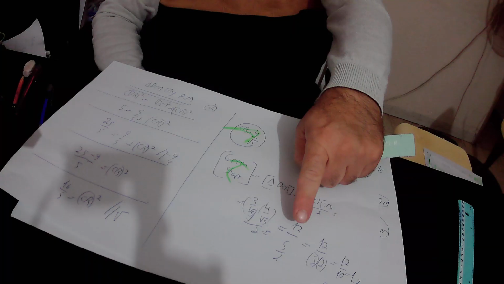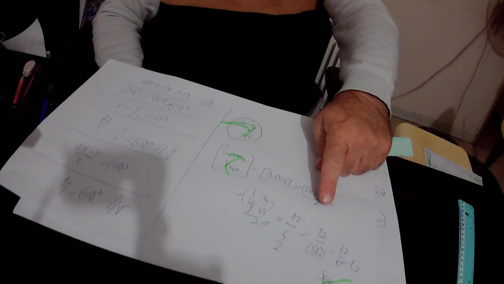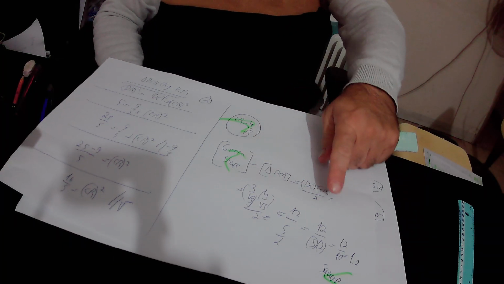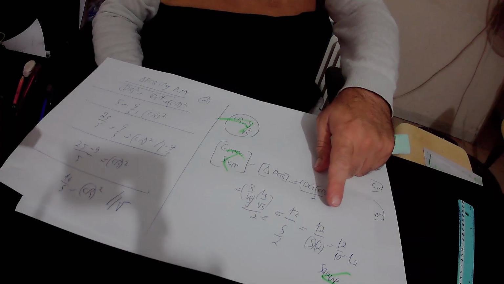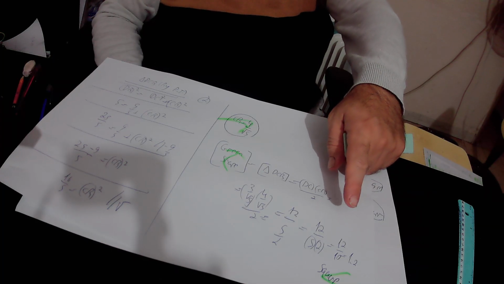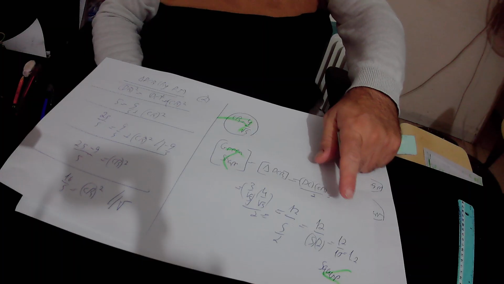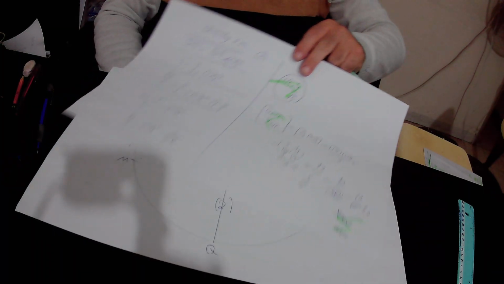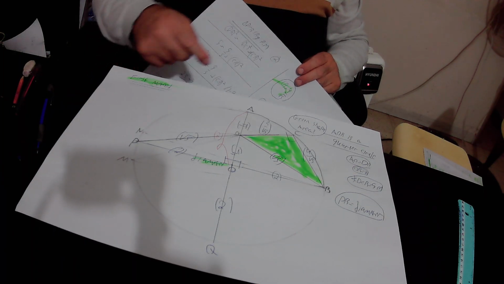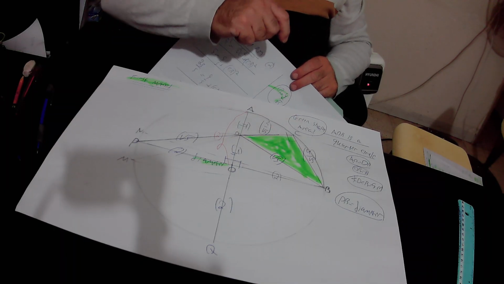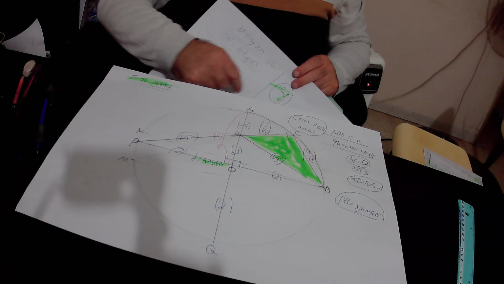Here we move the 2 to the denominator, and this expression equals 12 over 5 times 2, that is 12 over 10. 12 tenths is 1.2. So the area we are looking for, the area of this green shape, in total equals 1.2 square units.